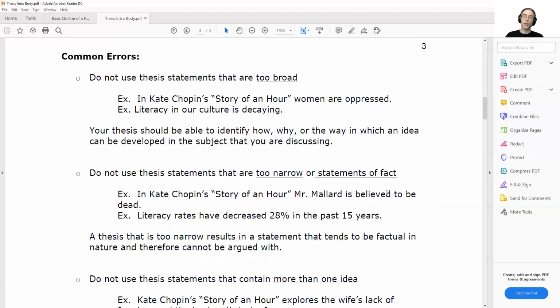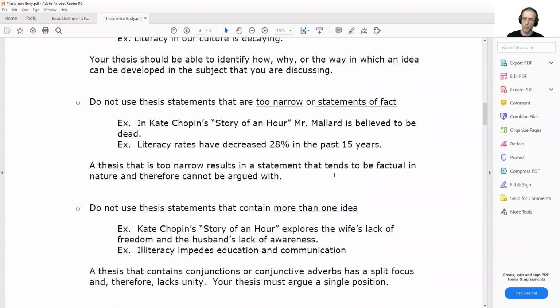Your essay is striving to tell the reader something that wouldn't be clear to them based on just a reading through of the story, something that isn't immediately obvious based on plot. A thesis that is too narrow results in a statement that tends to be factual in nature and therefore cannot be argued.